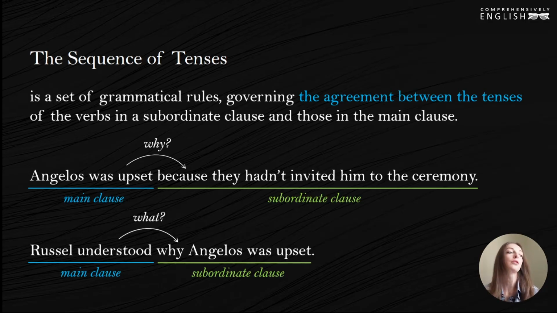So as you probably have noticed, these 2 sentences only contain past tenses. Both of them start with main clauses that are in the past simple tense. That actually means that we cannot use any future or present tenses in our subordinate clauses. As you see in the first case, Angelus was upset because they hadn't invited him. The subordinate clause uses the past perfect tense, and in the second sentence, the subordinate clause contains the past simple tense. Was upset, right?